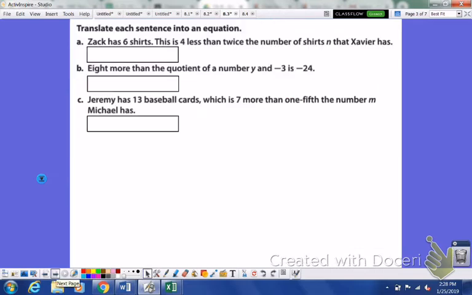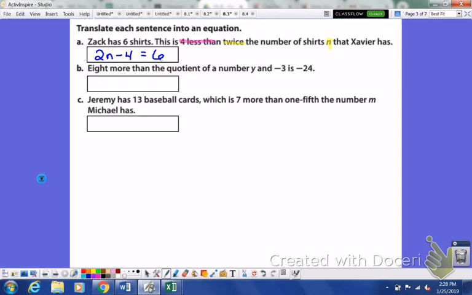Okay, so translate each sentence into an equation. Zach has 6 shirts. This is for less than, there's a key term, so for less than, twice the number of shirts, n, there's our variable, that Xavier has. Well, for less than means subtraction, so twice the number, 2n, for less than that, so minus 4, equals 6 because Zach has 6 shirts.